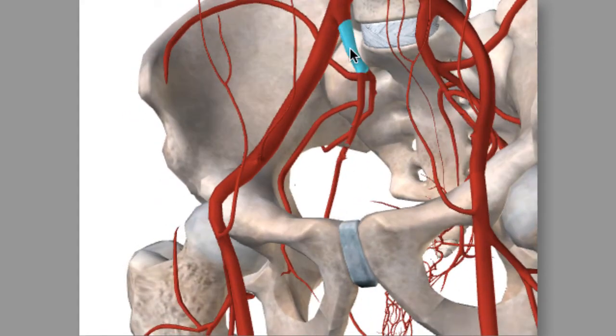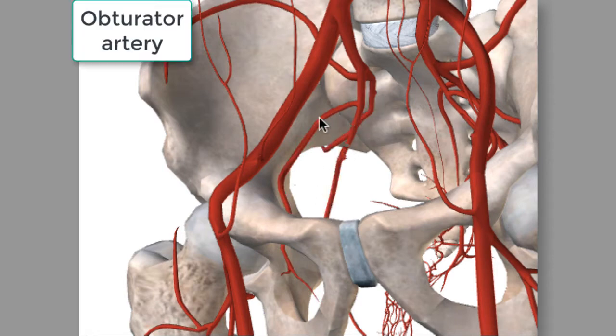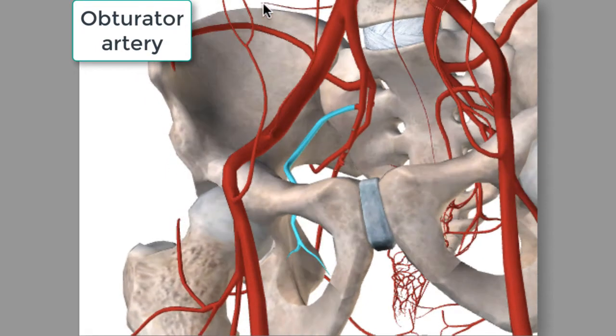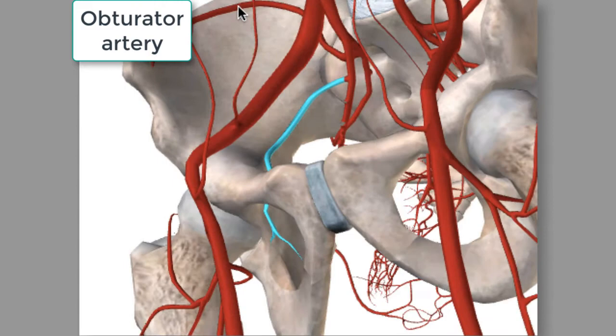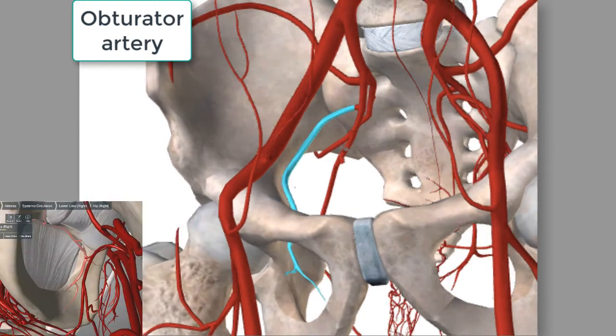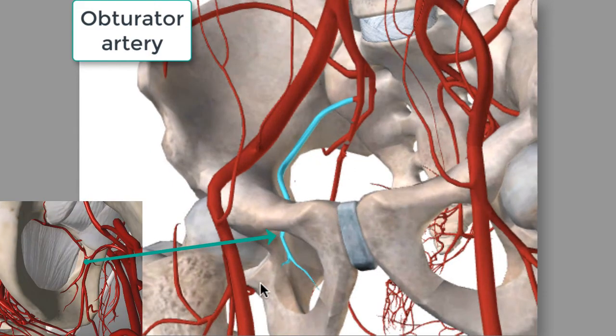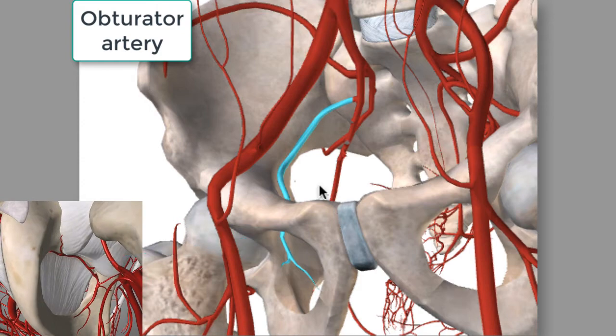Today we are going to learn three branches which participate in blood supply of the lower limb: the obturator artery, inferior gluteal artery, and superior gluteal artery. The obturator artery runs forward along the lateral wall of the pelvis with the obturator nerve and leaves the pelvis passing through the obturator canal.